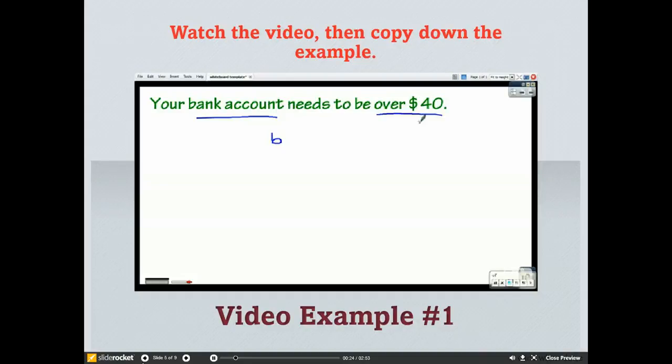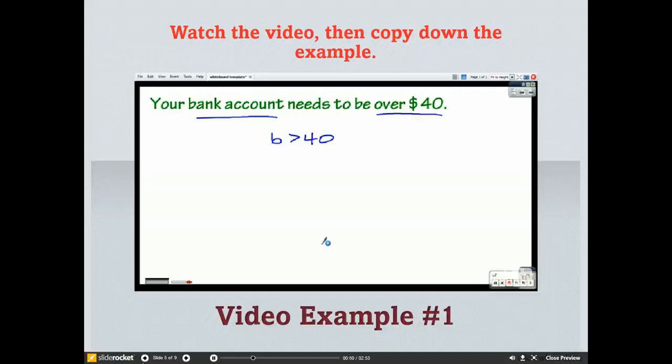Over meaning I can't just have exactly $40 in my bank account or anything less than that. It's got to be at least $40 and a penny, or $50, or $100, or $1 million. But as long as I'm over $40. So for that particular sentence, what I want to do is translate that to B greater than 40. Alright, so now we've gone from our sentence in English to a mathematical statement.